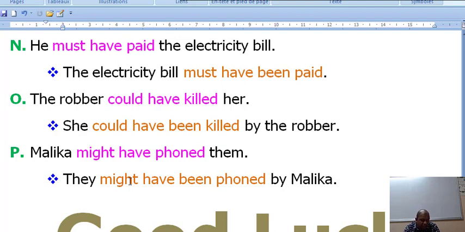So I think that the examples are clear enough for you to be understood easily. So all you need is you follow the explanation given to you and then you apply the rules.